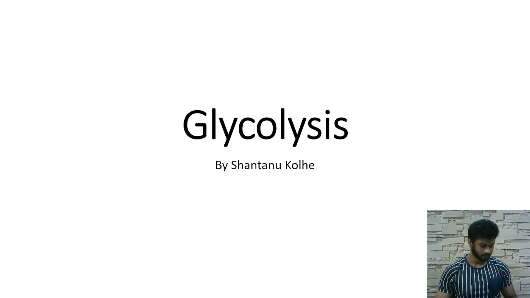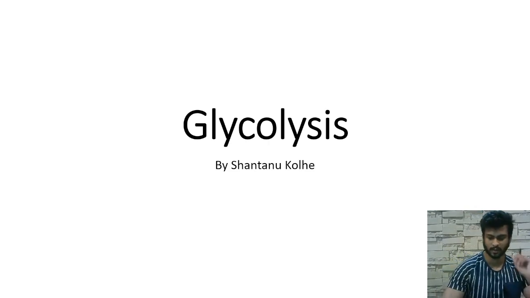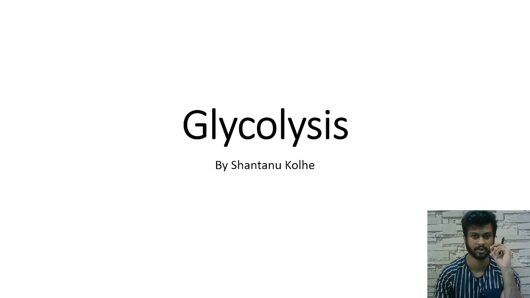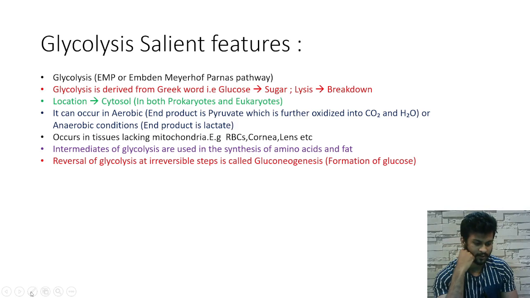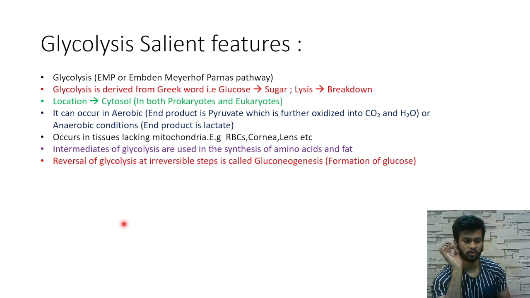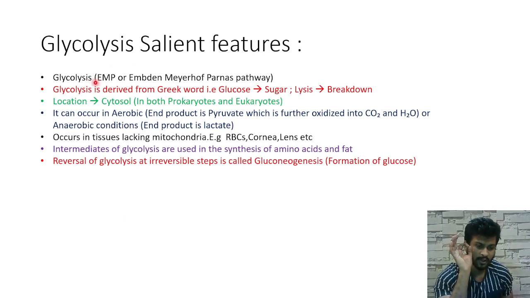Okay, let's start with the glycolysis pathway in detail with the help of structures. Starting with the salient features, or characteristic features, of glycolysis. The first point is that glycolysis is also known as the EMP, or Embden-Meyerhoff-Parnas, pathway, because of these three scientists. Glycolysis is derived from Greek words: glyco means sugar and lysis means dissolution or breakdown.